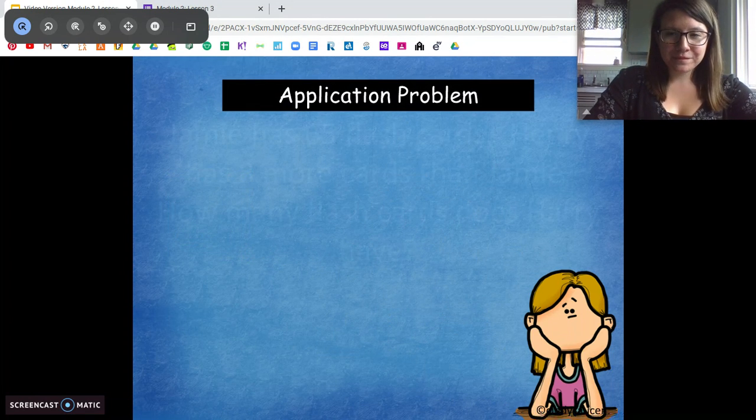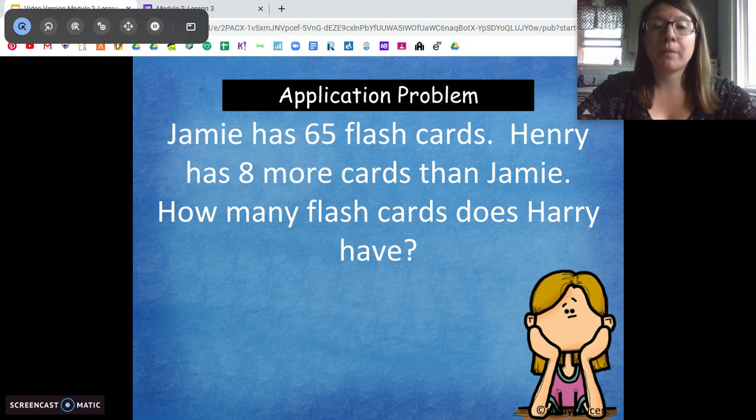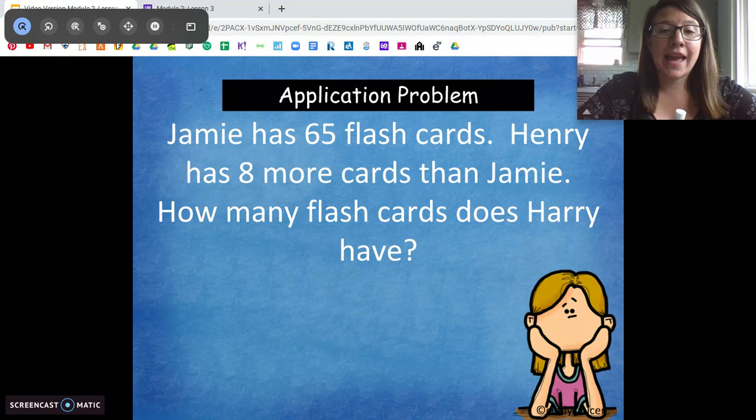All right, application problem. Get out your paper that you don't need to save for this one. We're just going to solve this together. So I'm going to read it, and then we're going to go over it. This says, Jamie has 65 flashcards. Henry has 8 more flashcards than Jamie. How many flashcards does Henry have?